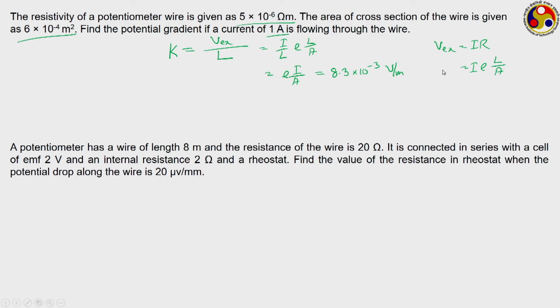Here I am throwing another problem to you. A potentiometer has a wire of length 8 meter and the resistance of the wire is 20 ohm. It is now connected in series with a cell of EMF 2 volt and an internal resistance of 2 ohm, and we also have a rheostat. Rheostat is basically the arrangement which will measure the output voltage, connected to the sliding contact. Now, you have to find the value of the resistance in the rheostat when the potential drop along the wire is 20 microvolt. This should be microvolt per millimeter.